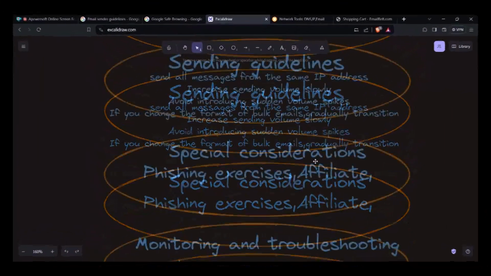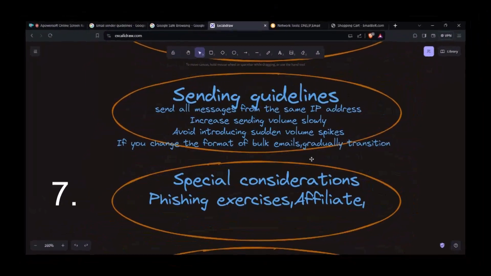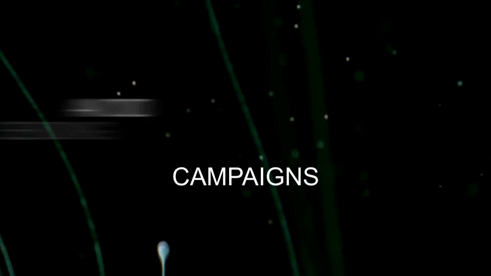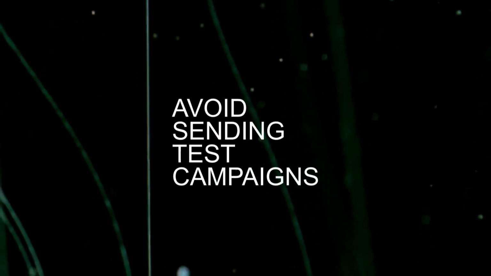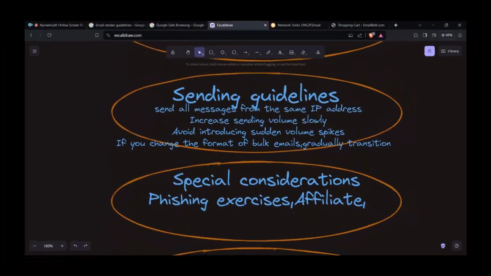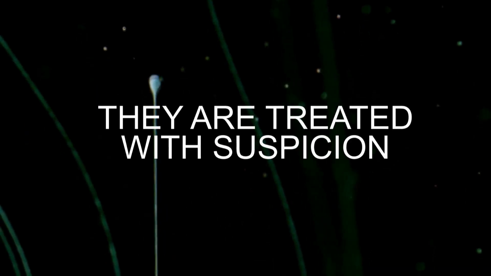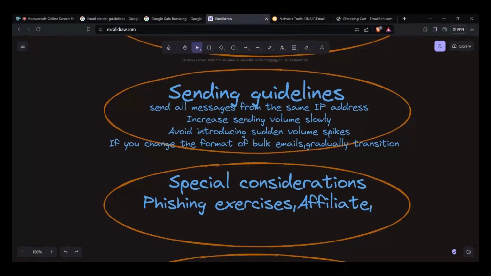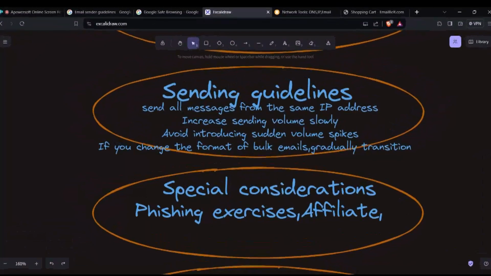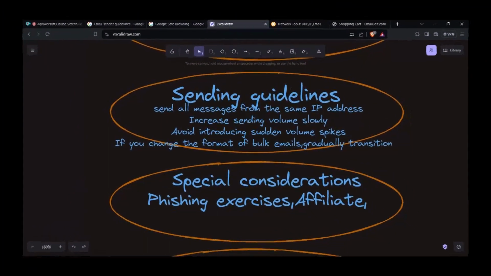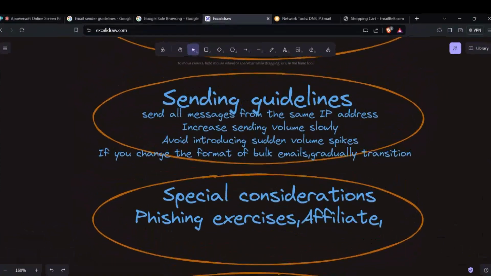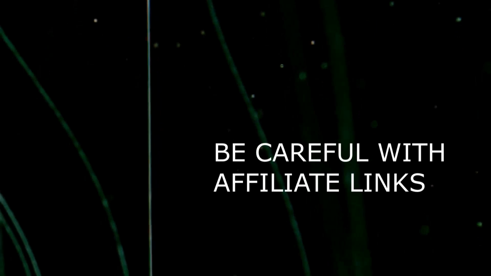And then there is the element of what they are calling special considerations. Avoid sending a test campaign. Well, that is now being treated as suspicious. The other one in regard to special considerations is the element of affiliate. For all affiliate networks that have been identified to be sending spam emails, if you use that, definitely you have jeopardized your sender. You need to tread carefully when it comes to sending affiliate links.